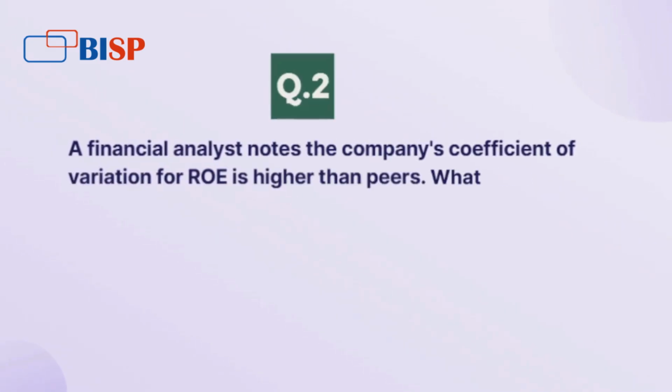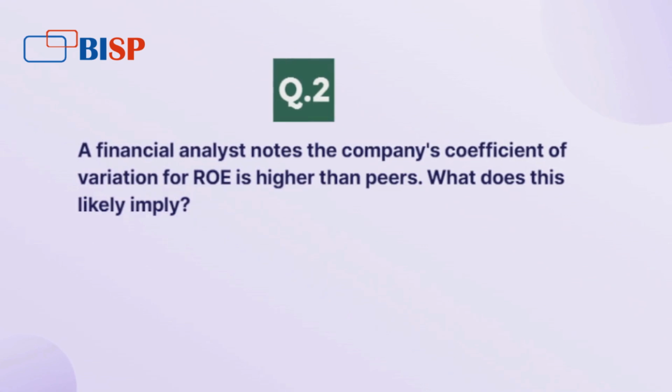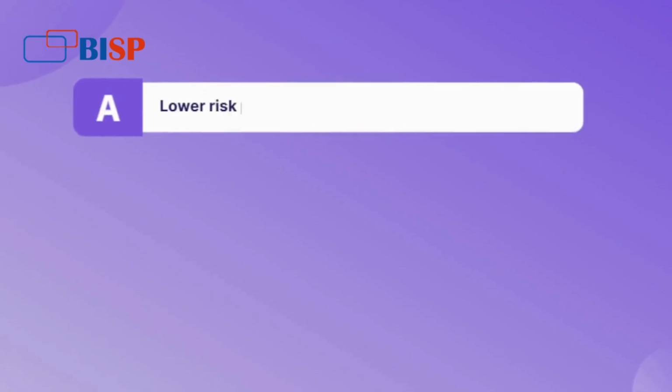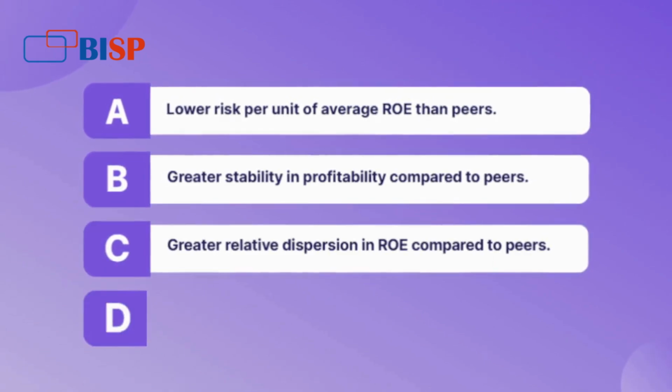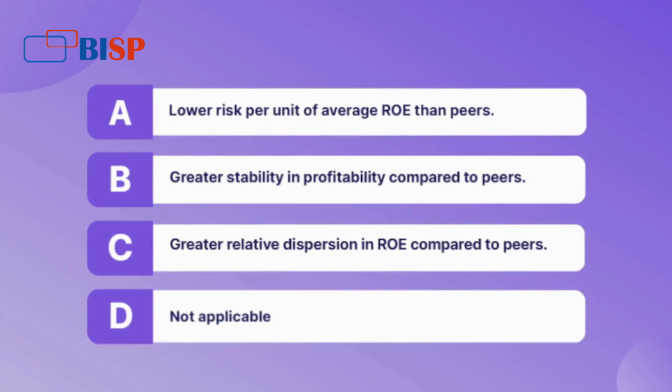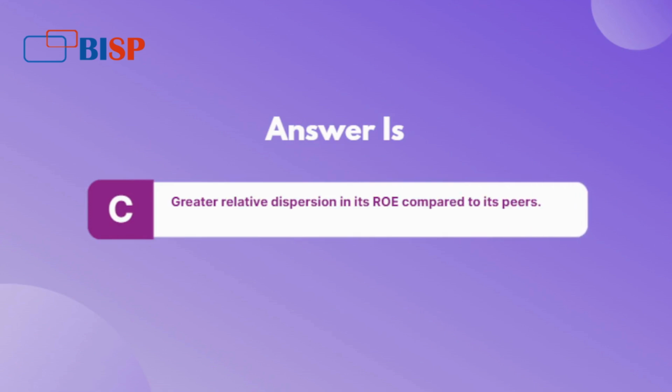A financial analyst notes the company's coefficient of variation for ROE is higher than peers. What does this likely imply? A. Lower risk per unit of average ROE than peers. B. Greater stability in profitability compared to peers. C. Greater relative dispersion in ROE compared to peers. D. Not applicable. Answer is C. Greater relative dispersion in its ROE compared to its peers.